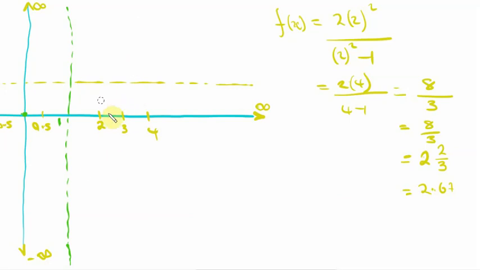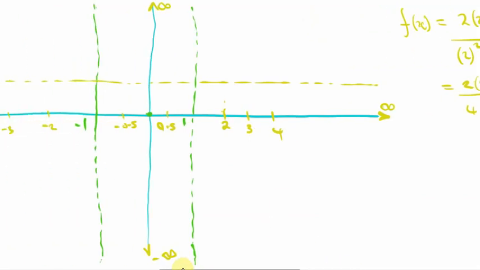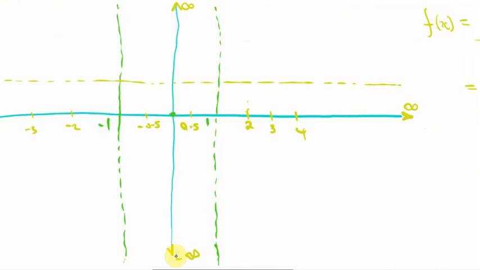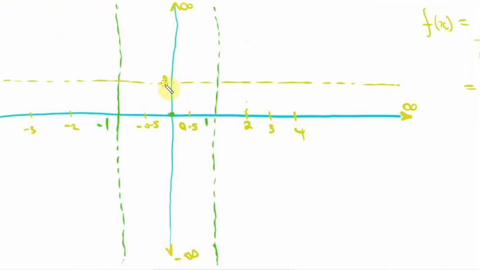So when x is 2, the graph is 2.67. This is 2 here, this is the horizontal asymptote, so 2.67 will be somewhere there, let's say somewhere there. So this tells us that the graph is in that region. So cool.